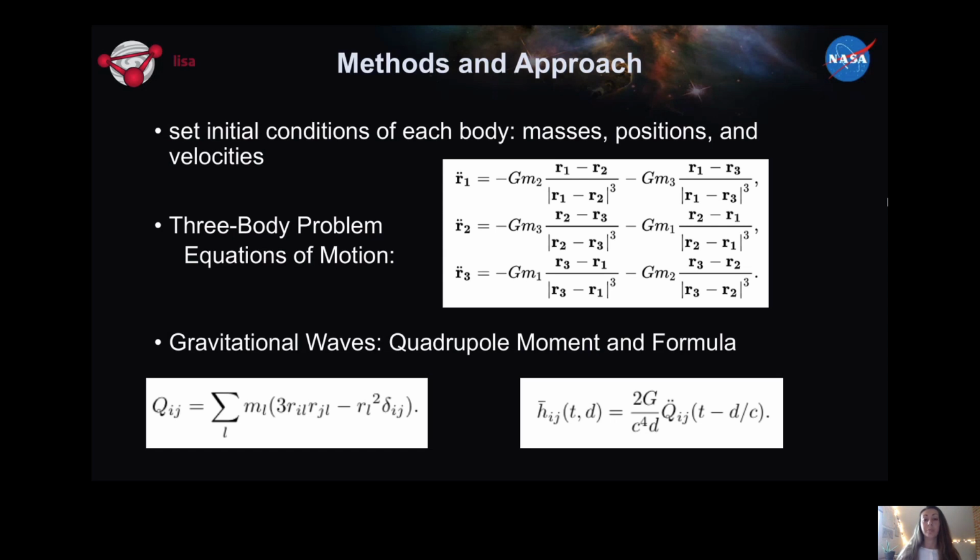We use the quadrupole moment, which is on the bottom left, and the quadrupole formula, which is on the bottom right. By using the position matrix, we calculate the quadrupole moment, then place this into the quadrupole formula, which allows us to produce the gravitational waves of the system.